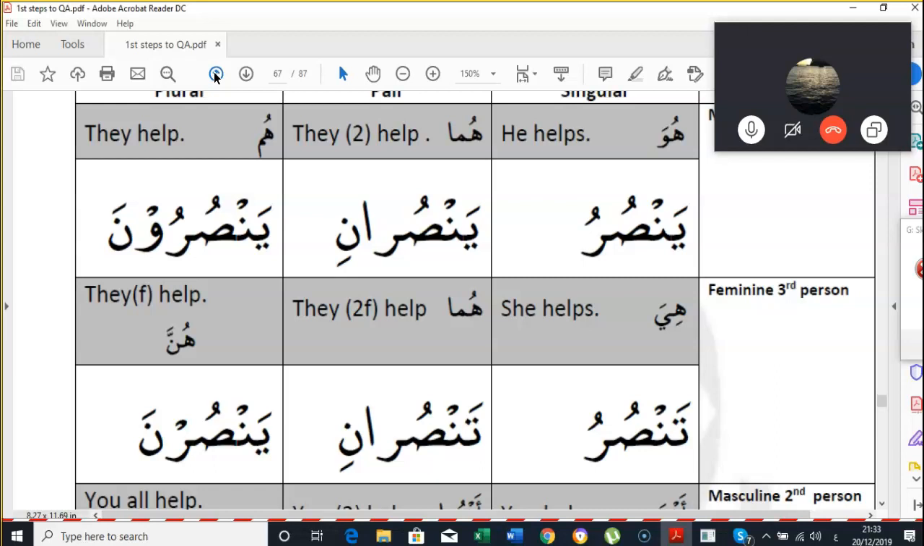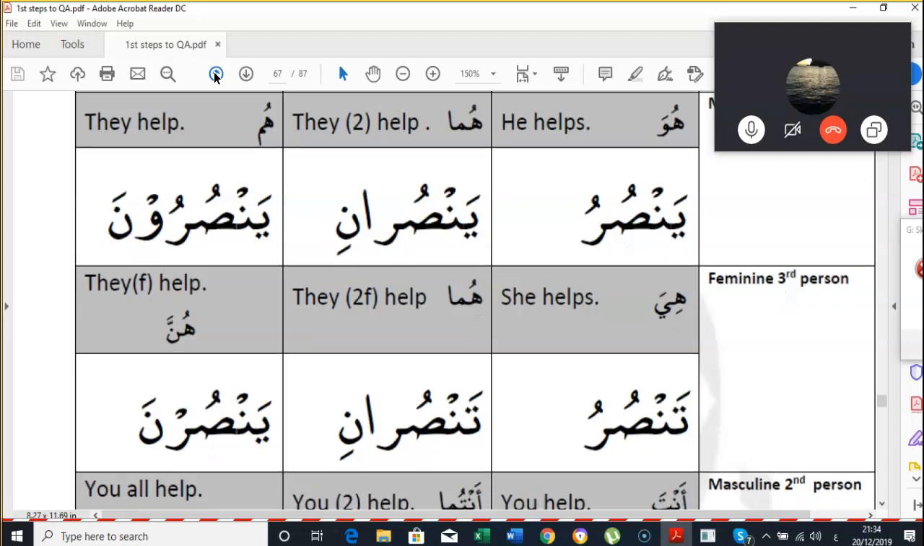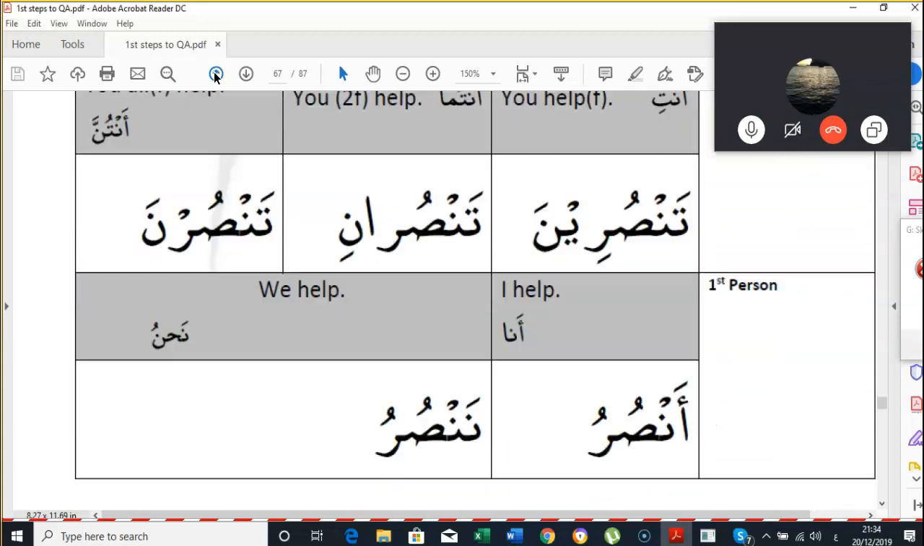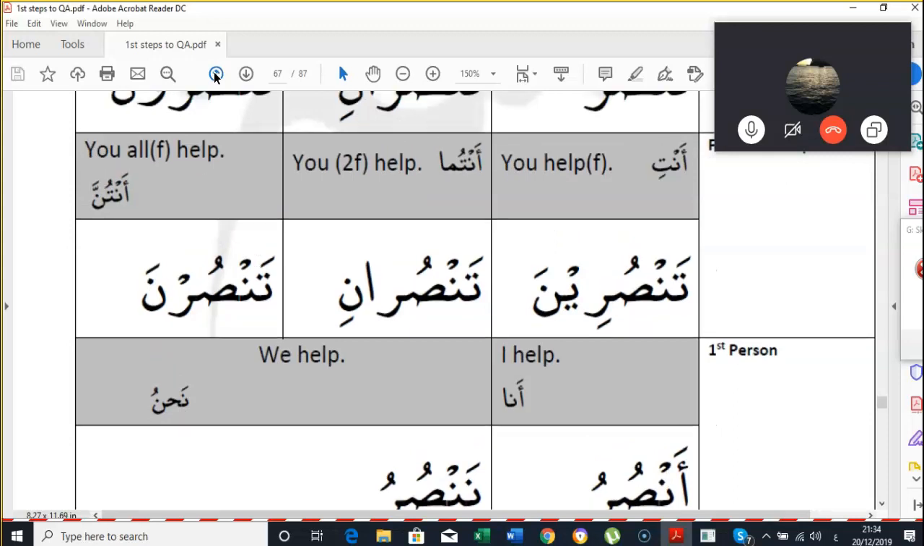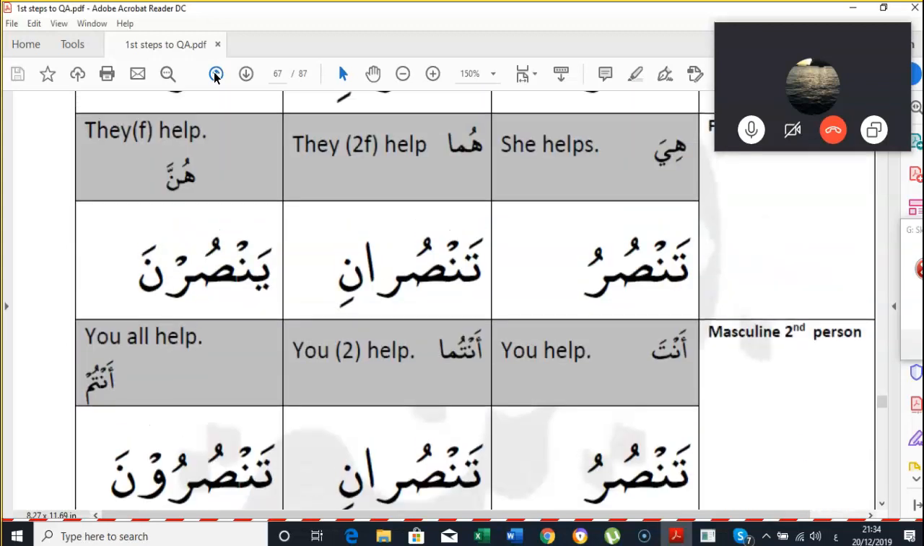Also, you'll notice that the first haraka, the ya ta alif nun, is going to start with a fatha. Later that will change, but for now, all the present tense will be with a fatha. So yansuru. If you look at the chart, tansuru, tansurani, yansuruna, tansuru, tansurani, tansuruna. So you're not going to start with a yu, tu, or anything like that.